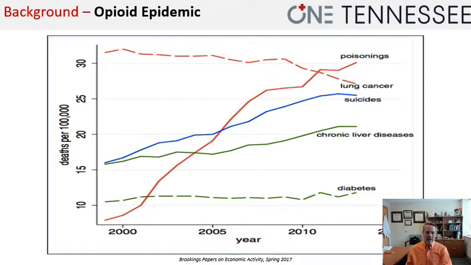And this includes every call to the Poison Control Center, including things that you might see on TikTok, the Tide Pod Challenge, and other things that kids are doing. But what we're specifically talking about here that's driving our death rate are opioid-induced respiratory depressions and overdose.